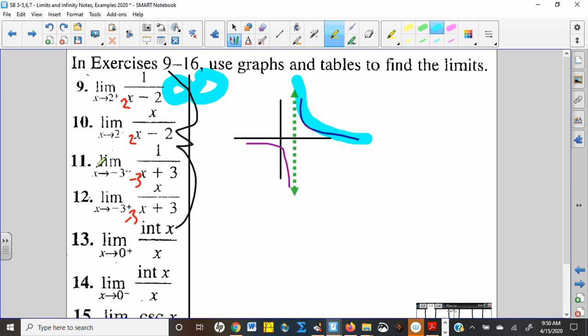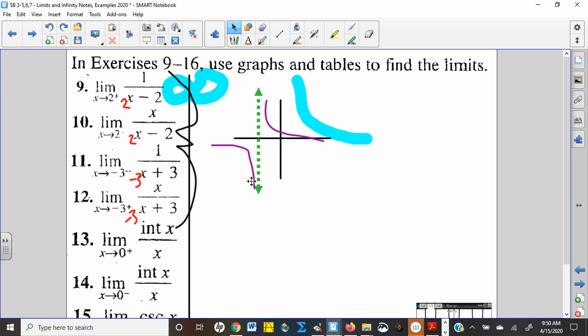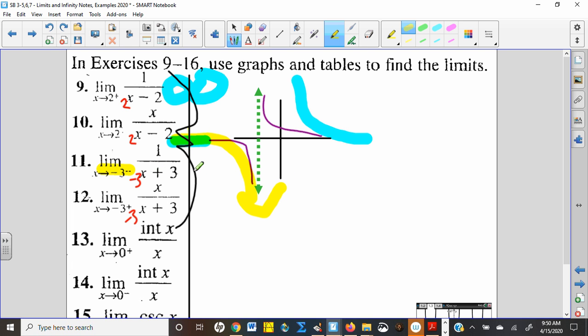Okay. Number 11 is basically as simple, because it's the same graph. It's just this time we've moved back 3, right? We've moved that vertical asymptote back to negative 3. So that's what it looks like. And this time it wants me to examine this as we move into negative 3 from the left. See that little negative right there? Yep, from the left. So as I move into this asymptote from the left, this time it looks like I'm going down, doesn't it? So the answer for number 11 is negative infinity.